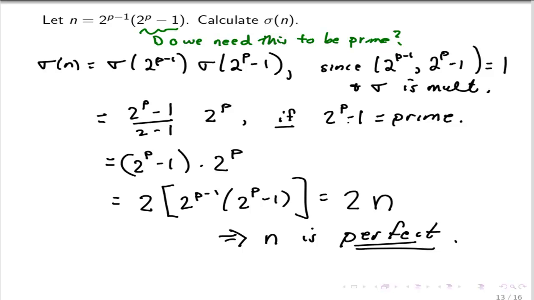If 2 to the p minus 1 was not a prime, then what would happen is that the sigma here would be strictly bigger than 2 to the p. And so you would have instead a greater than if 2 to the p minus 1 is composite. And so you would end up with an abundant number. You'd have sigma of n is greater than 2n if 2 to the p minus 1 is composite.